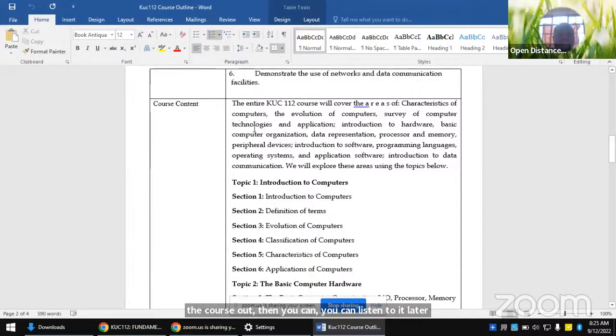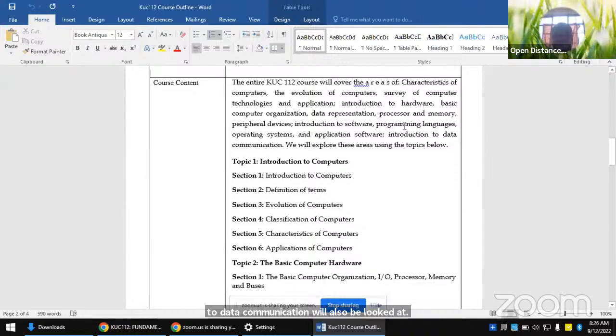So the entire KUC112 course will cover the areas of characteristics of computers, the evolution, survey of computer technologies and application, introduction to hardware, basic computer organization, data representation, processor and memory, peripheral devices, introduction to computer software, programming languages, operating systems, and application software. Introduction to data communication will also be looked at. So we will explore these areas using the topics below.